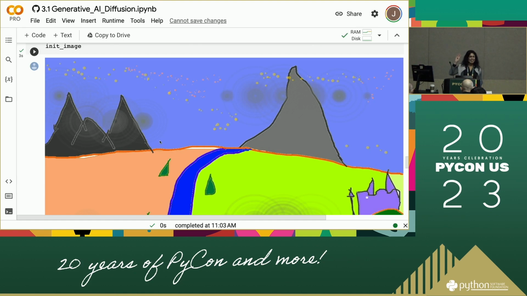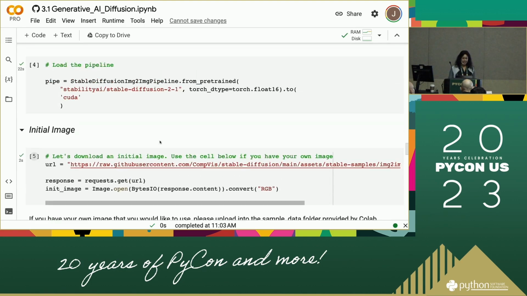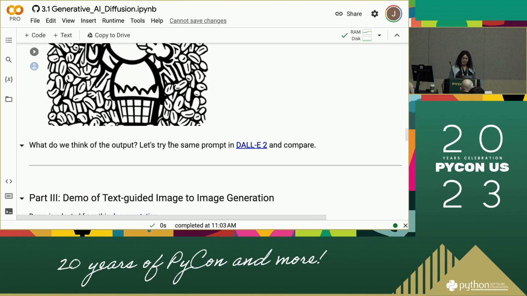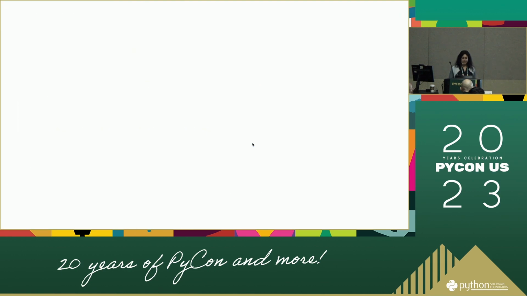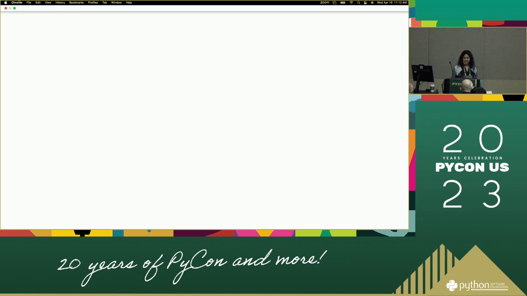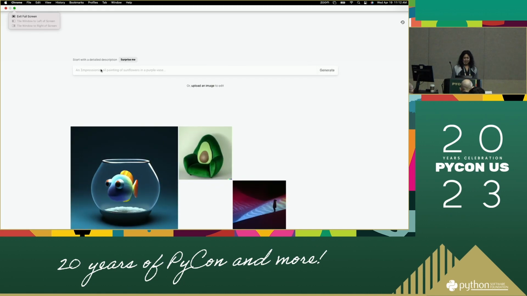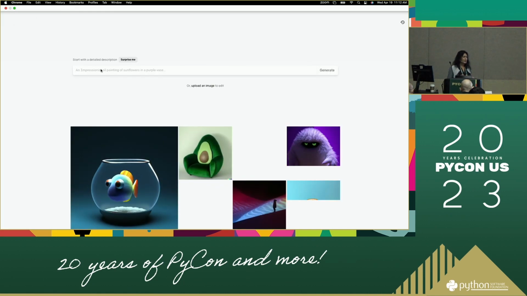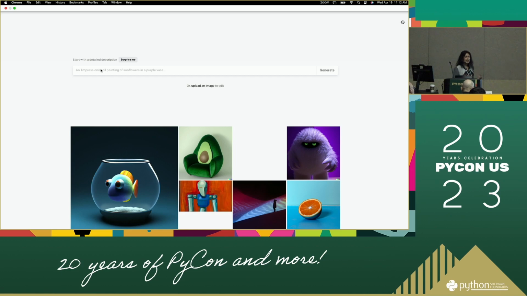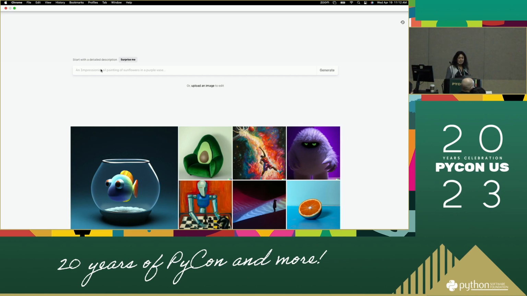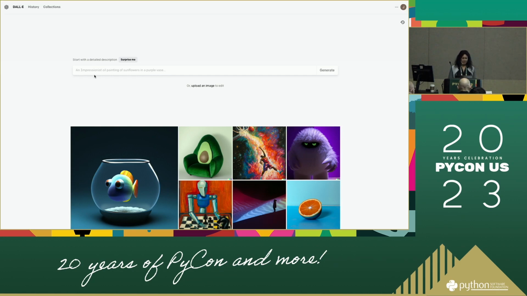Who wants to try DALL-E with some of these same prompts? Yeah? I got some yeses. Okay, so for those of you who have a DALL-E account or an OpenAI account where you can use DALL-E, hopefully this will load. Try putting in some of the same prompts and see, do you prefer the model that we were using in our notebook, or do you prefer what DALL-E can create?